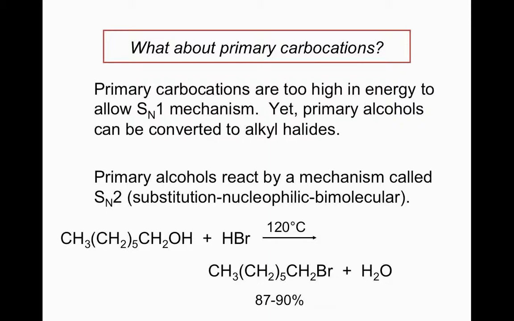bimolecular. As you can see here on this slide, the last reaction from the beginning of the pre-lecture involved the formation of a primary alkyl bromide from a primary alcohol. We'll take a look at this mechanism to understand how it's possible to complete this substitution if you can't form a primary carbocation, which would be indicated by an SN1 mechanism.